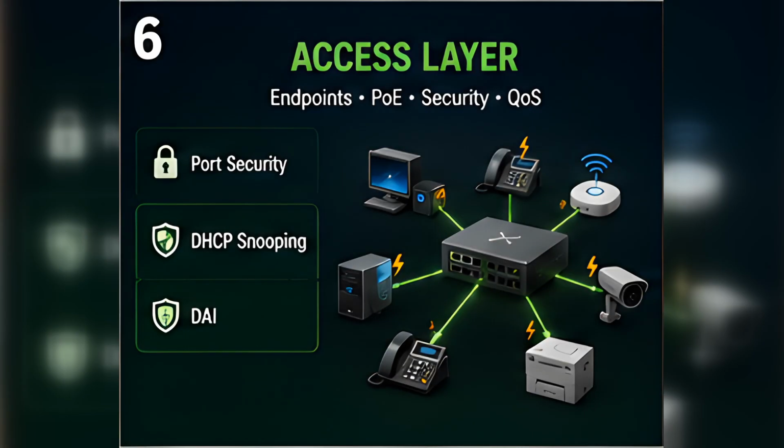The access layer is where end devices enter the network. It connects computers, phones, wireless access points, cameras, printers, and security systems. Because users and untrusted devices connect here, access switches commonly implement port security, DHCP snooping, and dynamic ARP inspection. Quality of service marking may also begin here. Access switches often provide power over Ethernet, allowing one cable to carry both network data and electrical power.